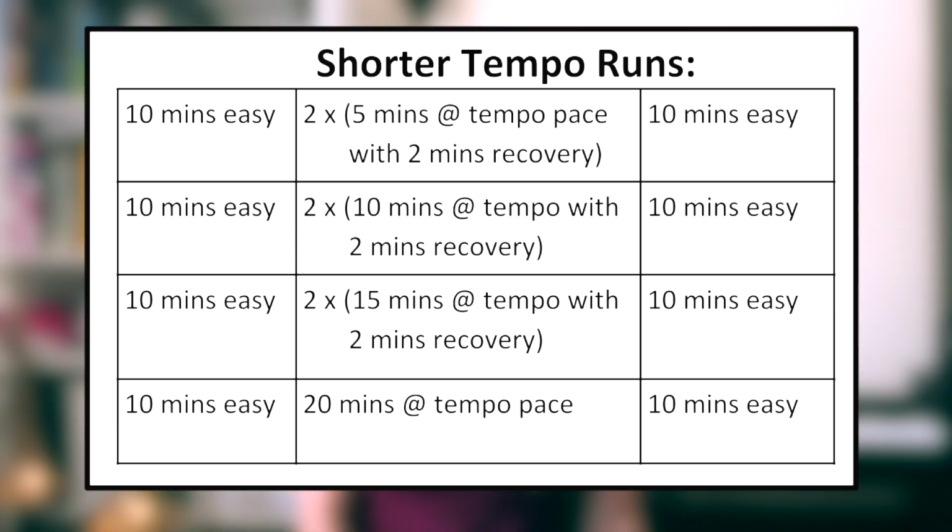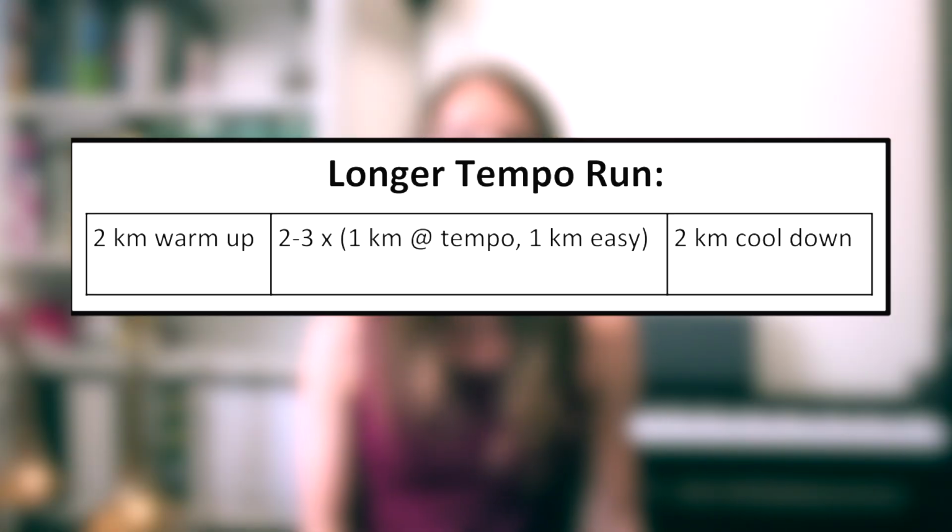If you're just getting into tempo runs, I suggest doing a few smaller, shorter ones first. A few examples of this would be 10 minutes easy to start, then 2 times 5 minutes at tempo pace with 2 minutes recovery in between, followed by 10 minutes easy. You can also do 10 minutes easy, 20 minutes at tempo, and 10 minutes recovery. Another more advanced tempo is 2 to 3 times doing 1 kilometer at tempo, 1 kilometer easy.